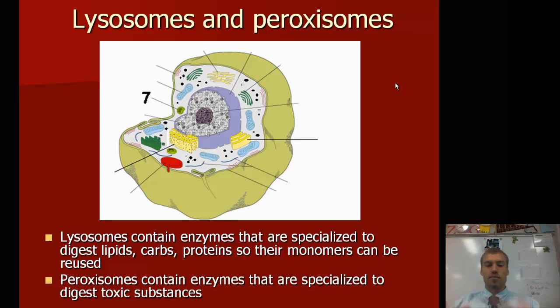And then you've got your peroxisomes. Your peroxisomes kind of protect the cell from toxic materials. So they have enzymes that, if the cell ingests something toxic, can break those down into the components so that it doesn't hurt the cell.